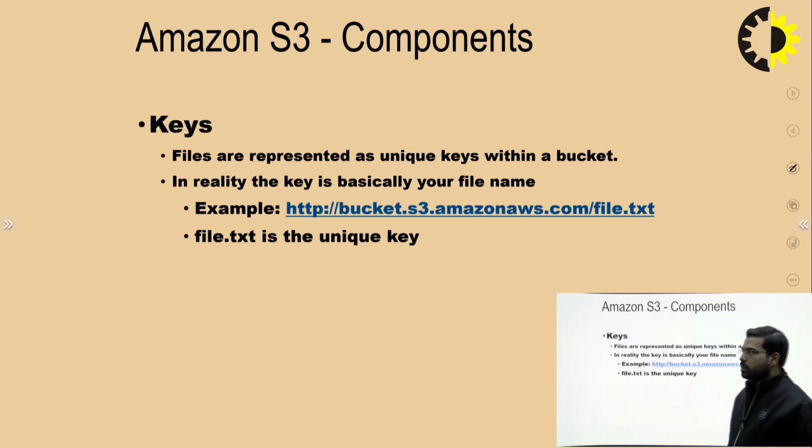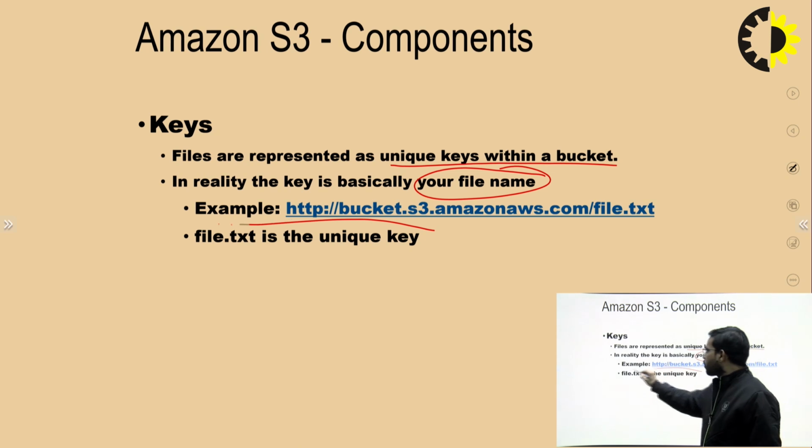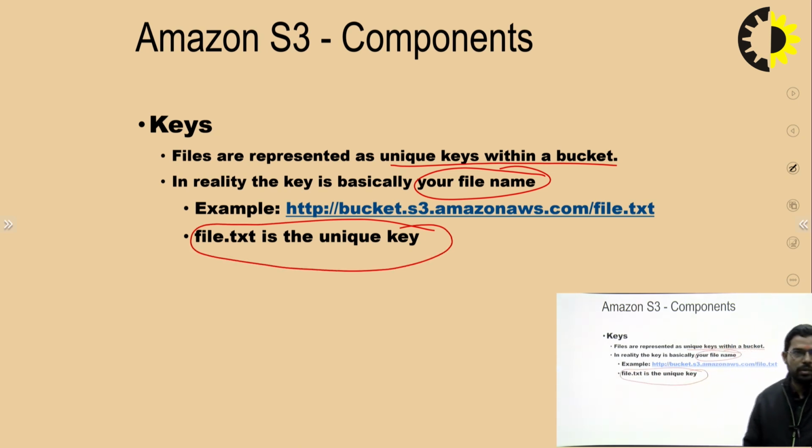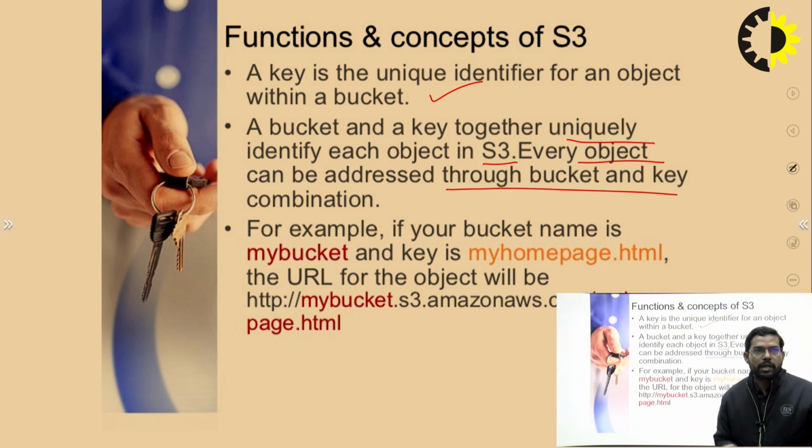The next component is keys. Files are represented as a unique key within the bucket. In reality, the key is basically your file name, which is unique. So if your file name is file.txt, just put file.txt after the bucket link. A key is a unique identifier for an object within the bucket. A bucket and key together uniquely identify each object in S3. Every object can be addressed through the bucket and key combination.